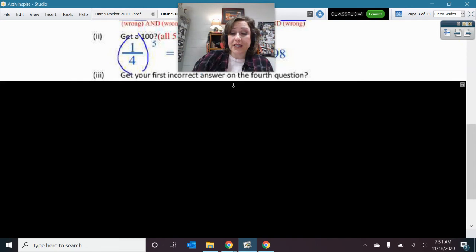The first incorrect answer is the 4th question. This is interesting because this problem's out of 5 questions. So that begs the thought, okay, what happens on the 5th one? The order is being laid out. They're telling me what has to happen through the 4th question. So you get the first incorrect one: correct, correct, correct, incorrect. And then what happens on the 5th one?